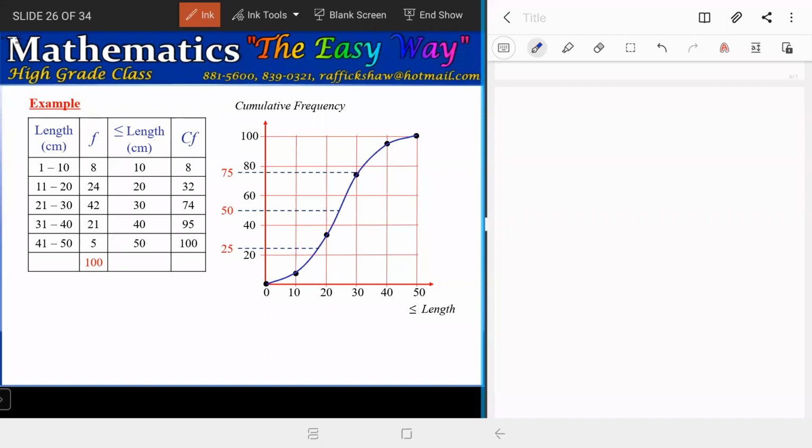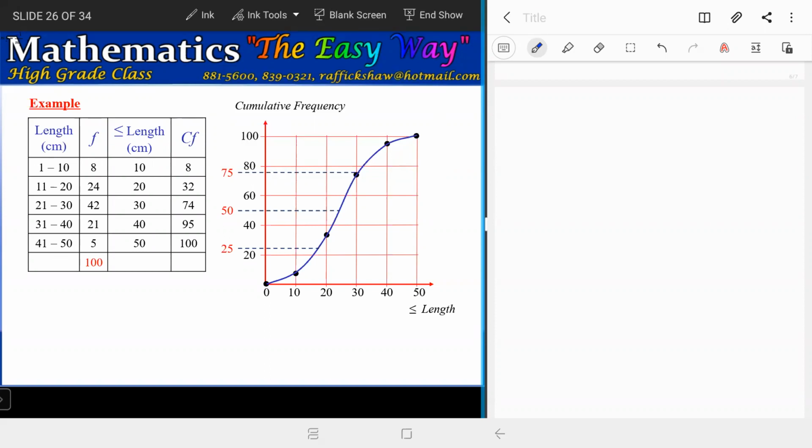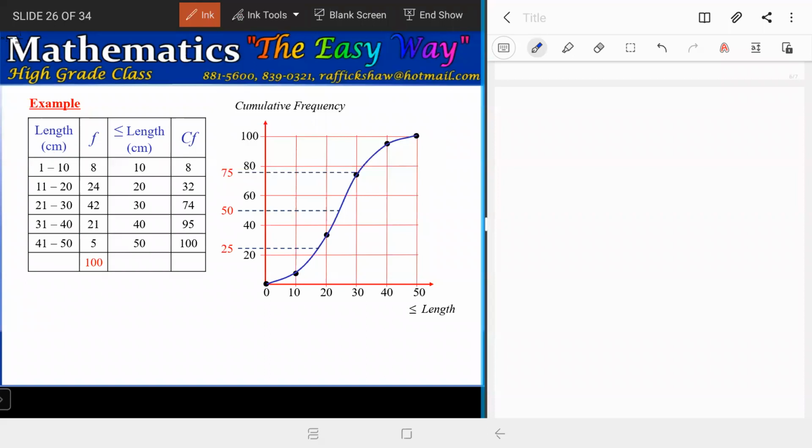All right. So let's say these are the lengths of leaves. They measure some leaves in a forest, and they put them in groups, and it's 100 leaves. The leaves measure from 1 centimeter to 50 centimeters. But because there are 100 leaves, they can't list them 1 centimeter, 2 centimeters, 3 centimeters, all the way up to 50 centimeters. You're going to get 51 rows if you do that. So they put them in groups.